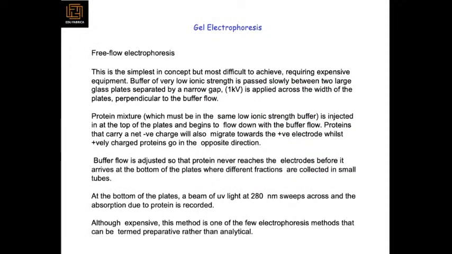So gel electrophoresis is the simplest in concept but most difficult to achieve, requiring expensive equipment. A buffer of very low ionic strength is passed slowly between two large glass plates separated by a narrow gap. So let's see how it's done.